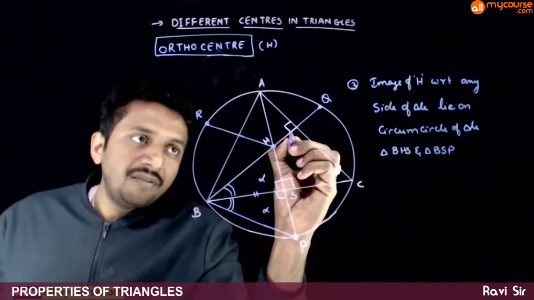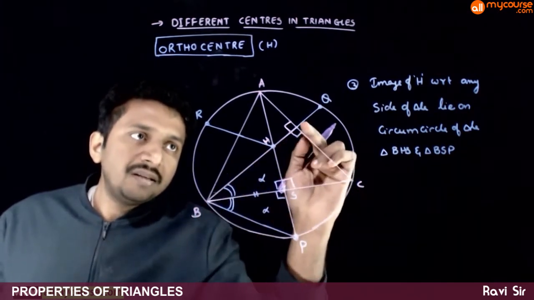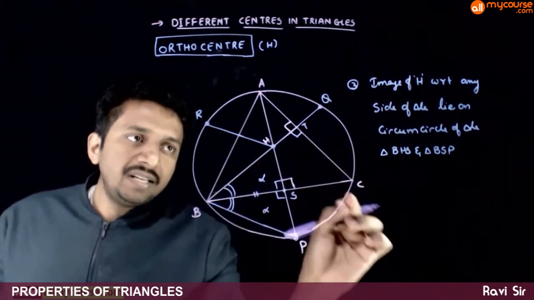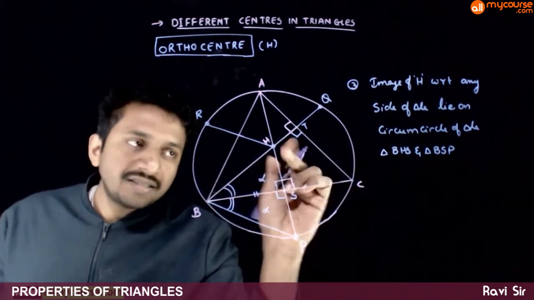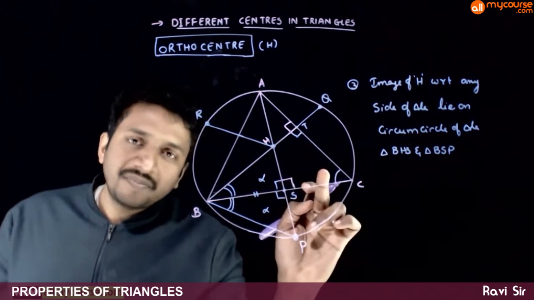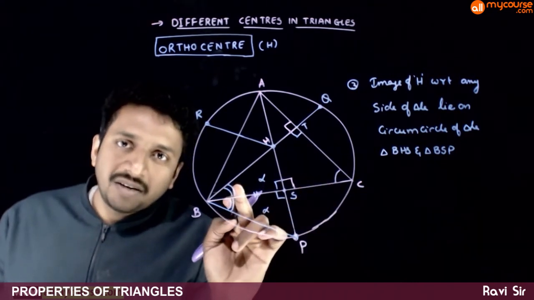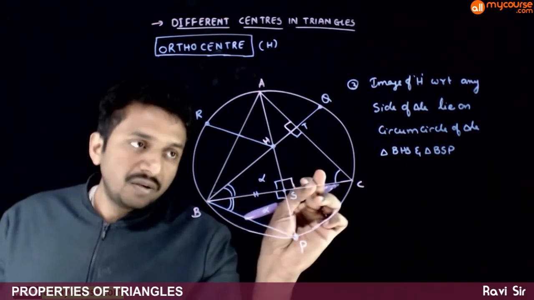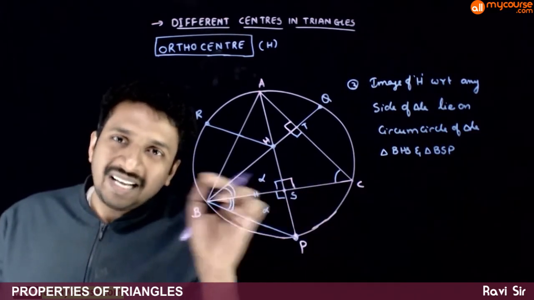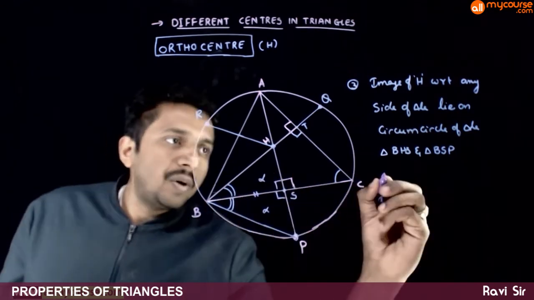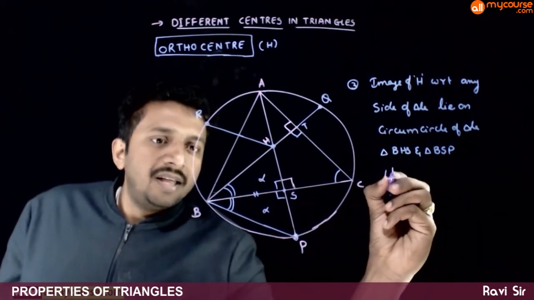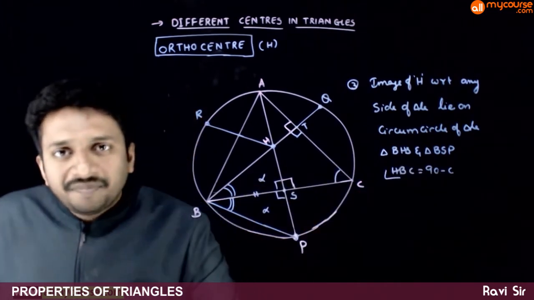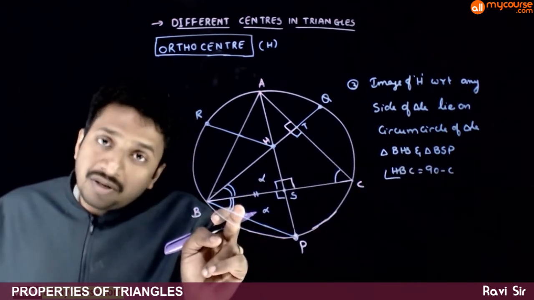First, if you take this triangle B, let us take this as T. In triangle BTC, one angle is 90 degrees, the other angle is C. So this angle will be 90 minus C, right? These two combined have to be 90. So if this is C, this is 90 minus C. So angle HBC is nothing but 90 minus C.